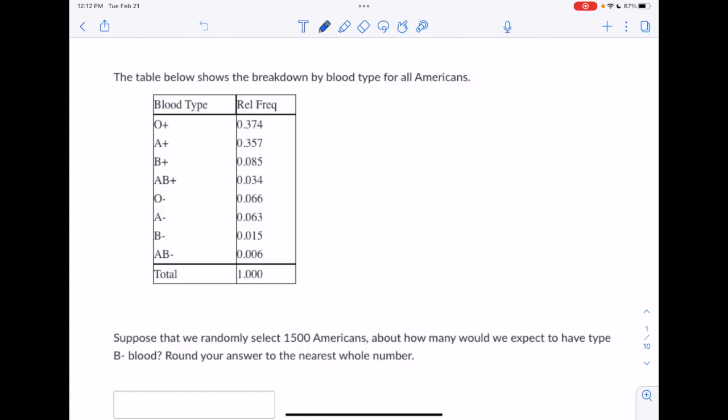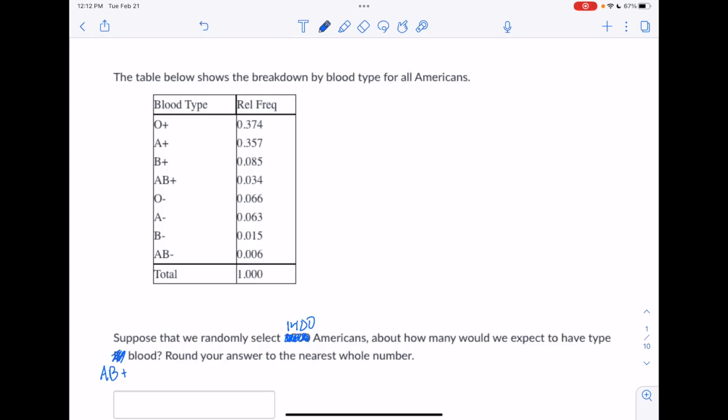And because I want to give help and not answers, we'll make a couple quick changes. So instead of this 1500, we're going to change this to a 1400. And instead of type B negative blood, we're going to go with AB positive. All right, with those changes made, let's go ahead and give this a read through.